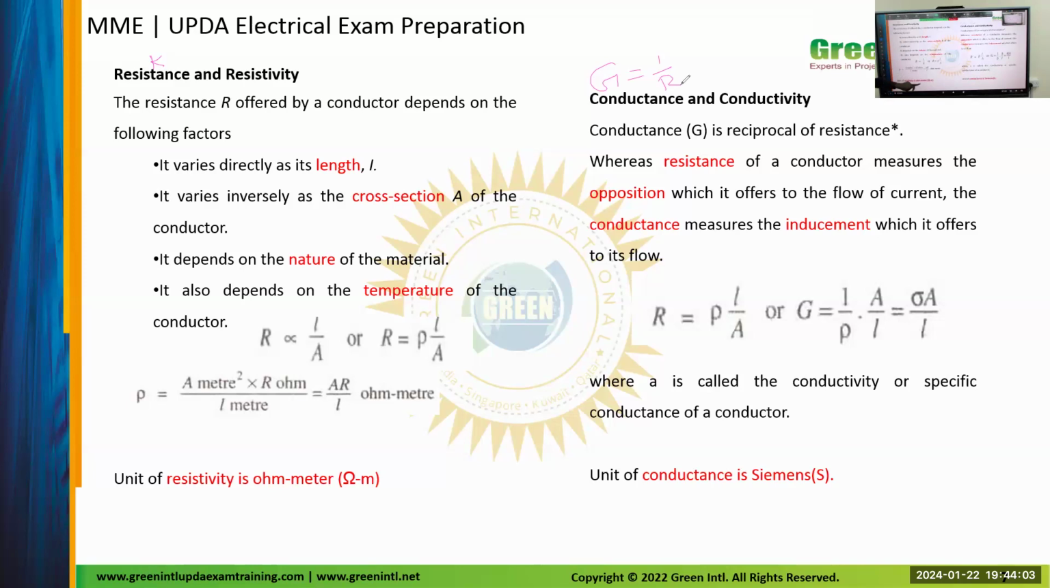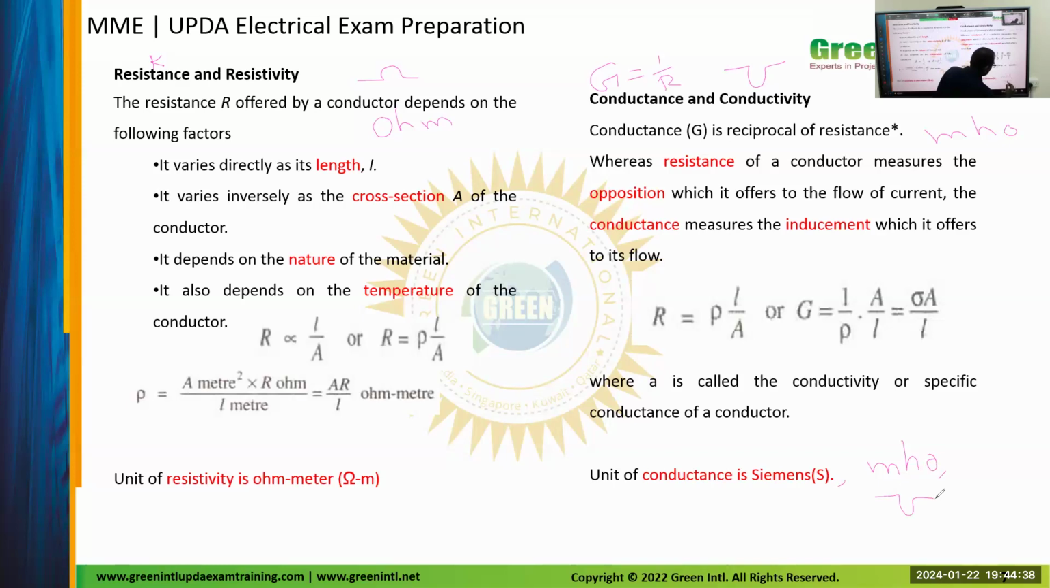What is the unit for the resistance? Ohm. Unit for the resistance is ohm. What is the unit for the conductance? Reciprocal of the resistance. So this is ohm, the unit for the resistance. Here the unit is mho. So reciprocal ohm becomes mho, and this is the symbol. So the unit of the conductance is mho.